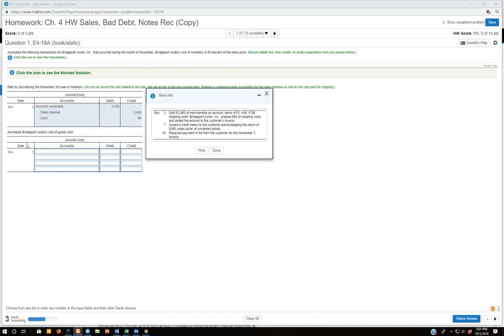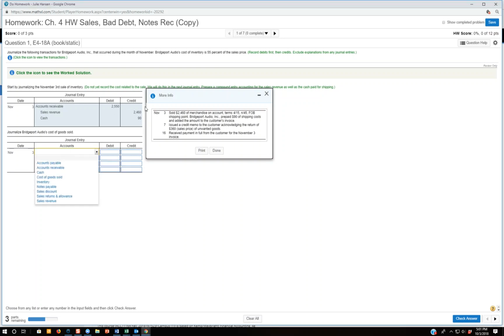the next journal entry is to record the cost of goods sold. Now I had to look really hard for this one. I wanted to make sure you also found it, but they said that the cost of inventory in my particular problem, your numbers might be slightly different, is that it's 55% of the sales price.